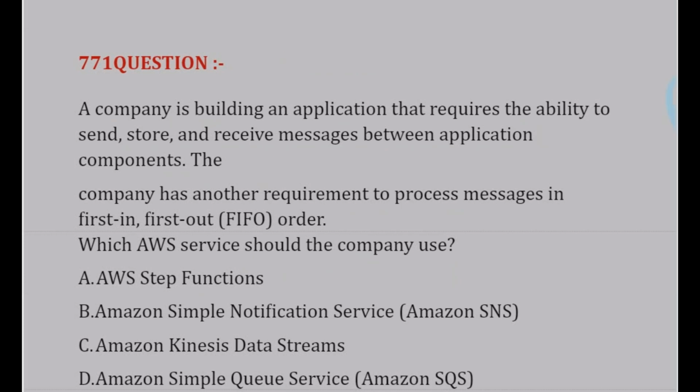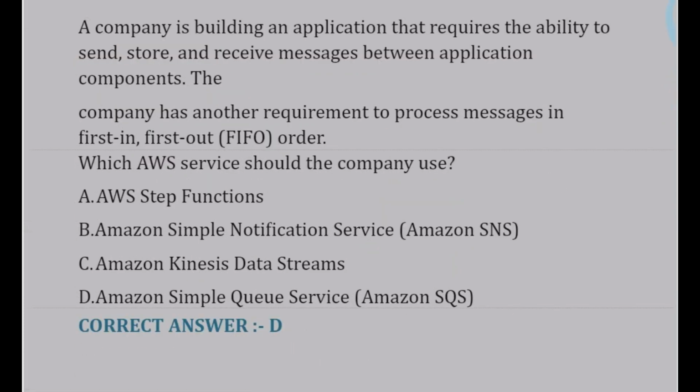Question is, a company is building an application that requires the ability to send, store and receive messages between application components. The company has another requirement to process messages in first in, first out, FIFO, order. Which AWS service should the company use? Option A. AWS Step Functions. Option B. Amazon Simple Notification Service, Amazon SNS. Option C. Amazon Kinesis Data Streams. Option D. Amazon Simple Queue Service, Amazon SQS. Correct answer is option D.